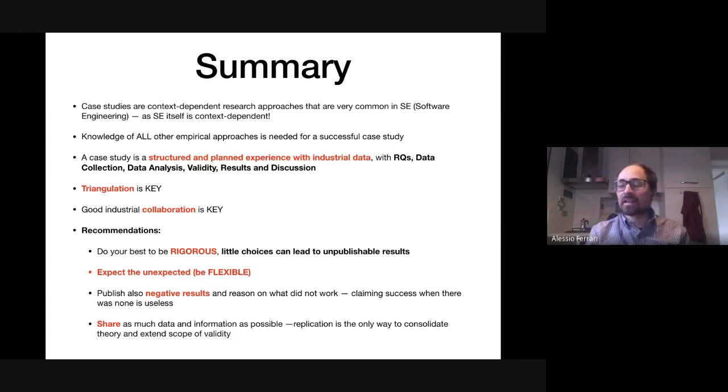Expect the unexpected, so be flexible. As I said, you may need several iterations to reach your goal. So be flexible, modify your research question, adjust your study. Publish also negative results and reason on what did not work. So it is important not to claim success where there was no success.